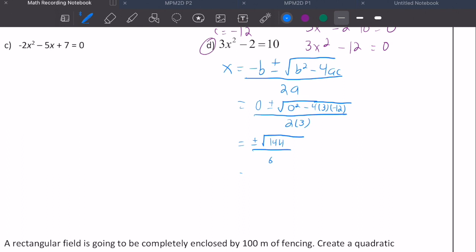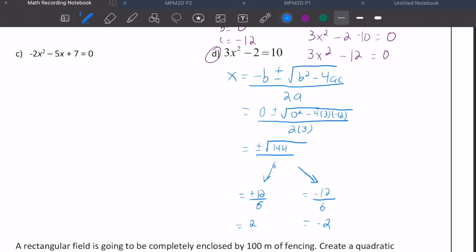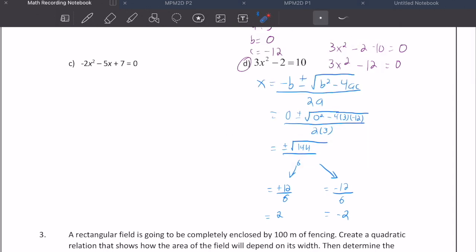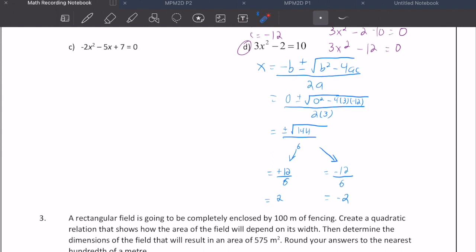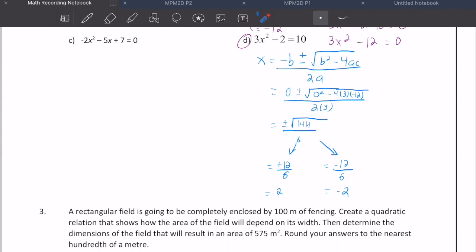Now we're going to break off again, just like we did with the other example. And we get positive 12 divided by 6, and negative 12 divided by 6. And this gives us positive 2 and negative 2. We could have seen at this point that this was factorable. If we take out the 3, we get x squared minus 4. And this, you would have noticed, is one of our special cases of a difference of squares. But if you don't notice it right away, you can just use the quadratic formula and go straight to it.